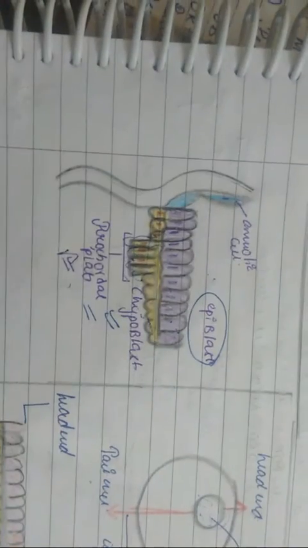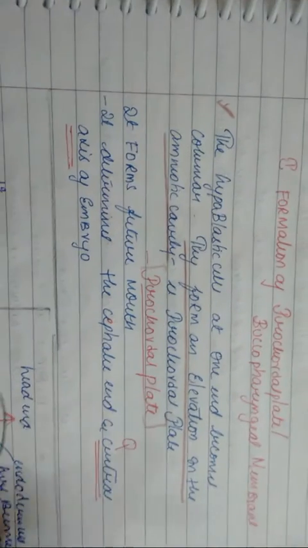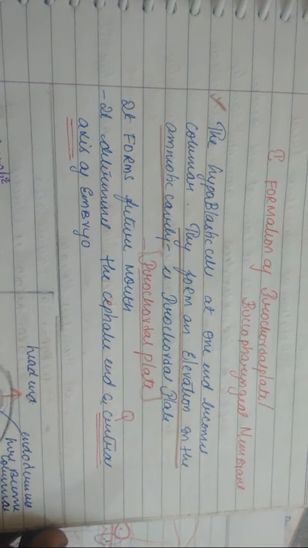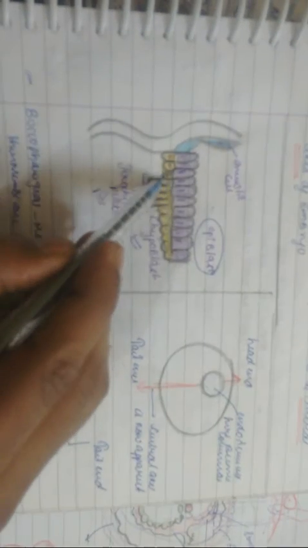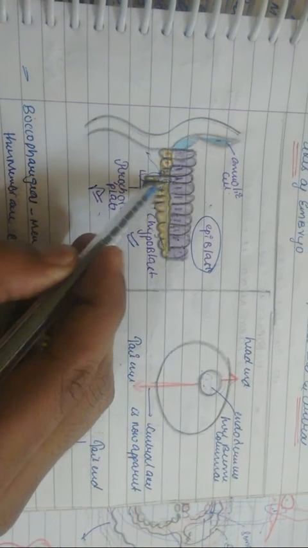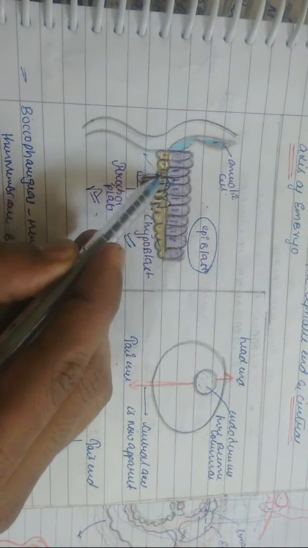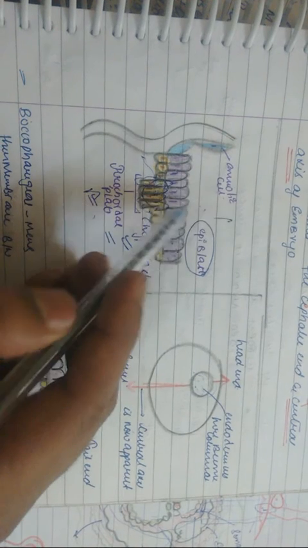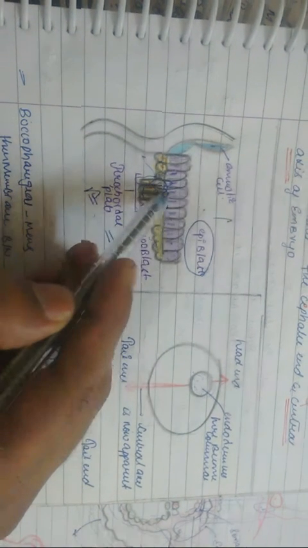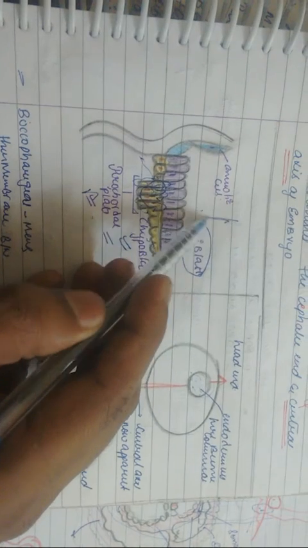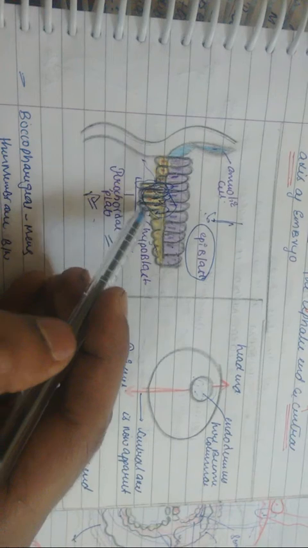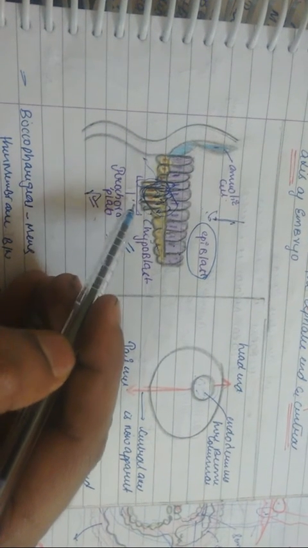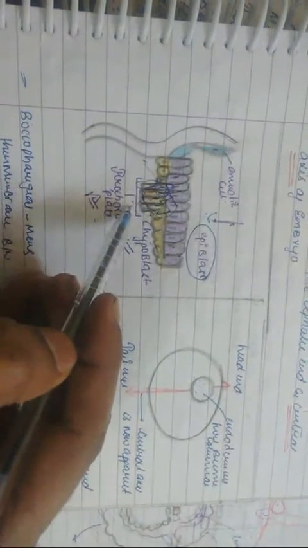You can understand this aspect. It is written that the hypoblastic cells at one end become columnar. They form an elevation into the amniotic cavity, which is called the prochordal plate. Suppose this should be like this, and these show an elevation. Whenever you see it from above, these columnar cells which have formed show an elevation. So what is this elevation called? This elevation is called the prochordal plate. This is what you have to understand.